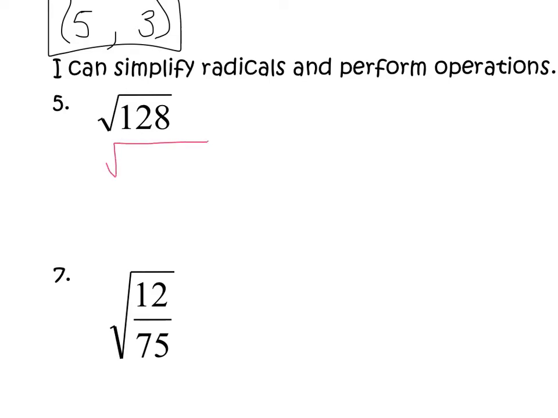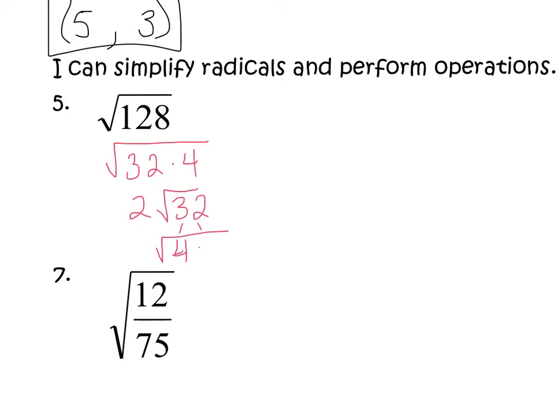So I'm going to say the square root of 32 times 4. Now I know that the square root of 4 is 2, which leaves me the square root of 32. Now, when you do that, you have to go back and check again if there are any more perfect square factors of the number under the root.